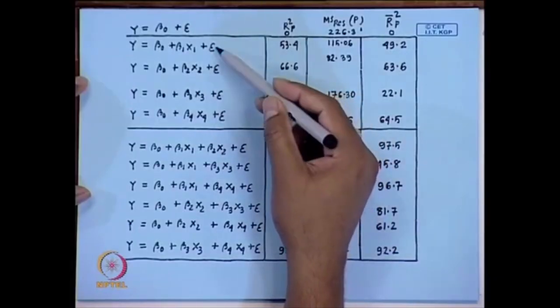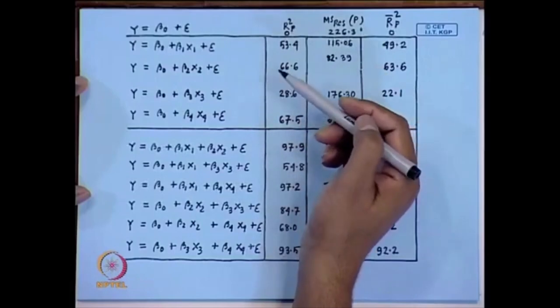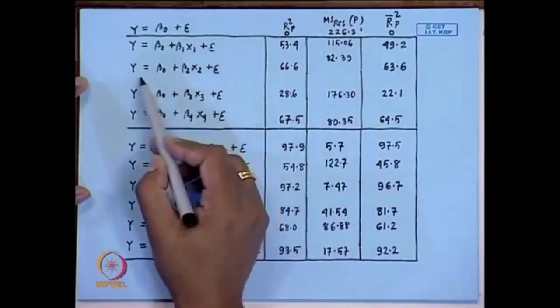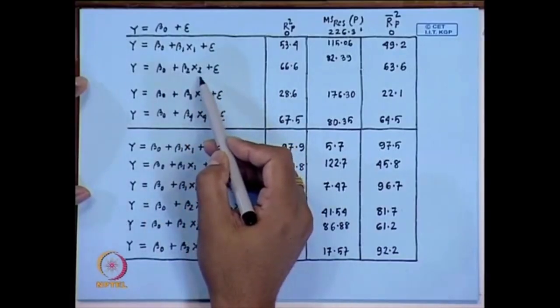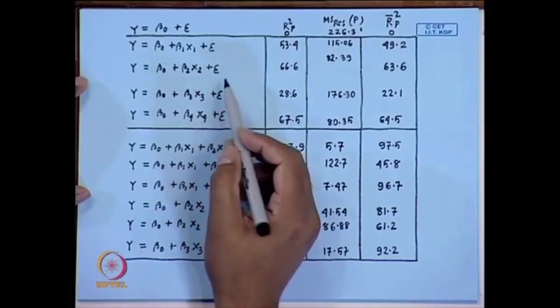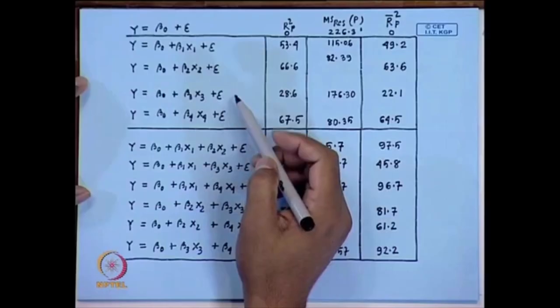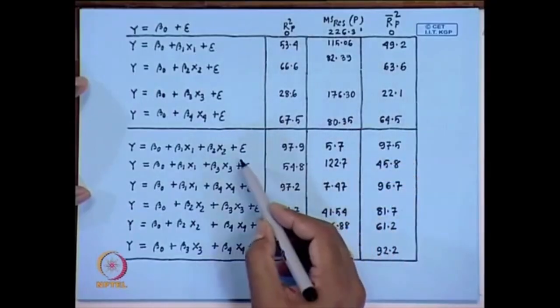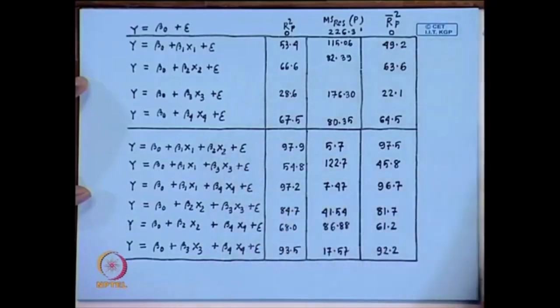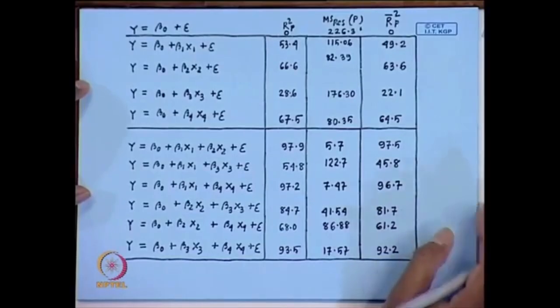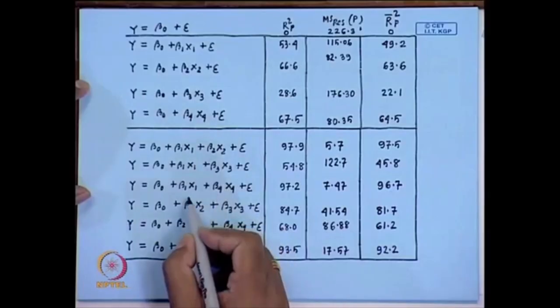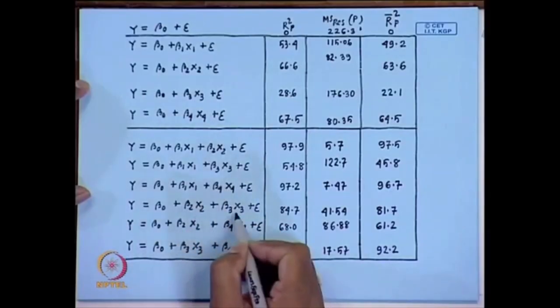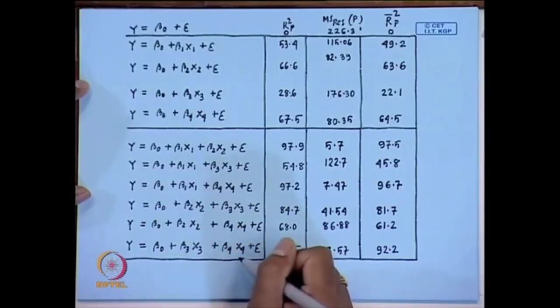Now, these are the models involving one regressor variable. The first one involves x1, the second equation involves x2, then x3 and x4. So these are the 4 regression models involving one regressor variable. Then we have 6 regression models involving 2 regressor variables: x1, x2; x1, x3; x1, x4; x2, x3; x2, x4; x3, x4.